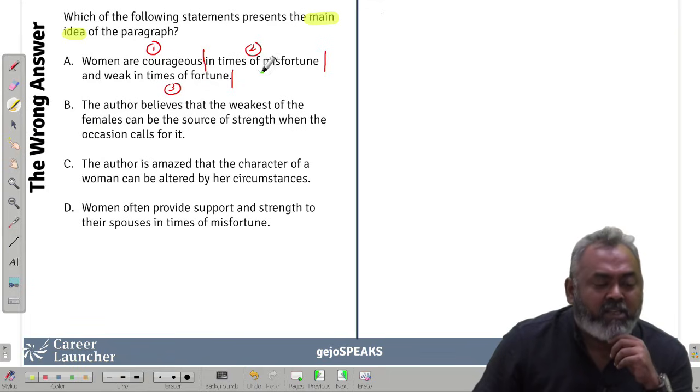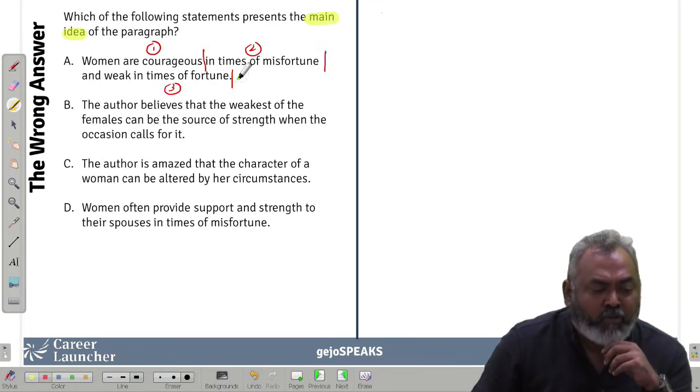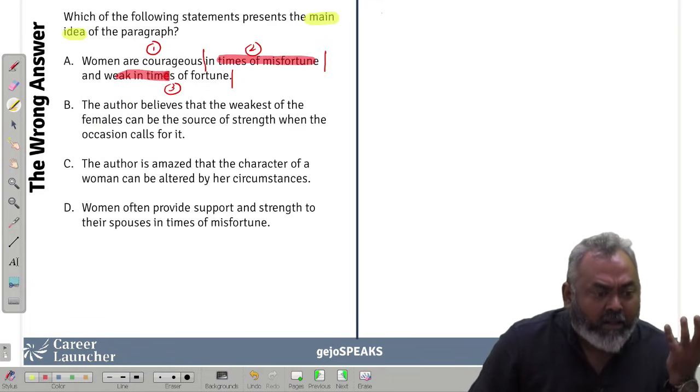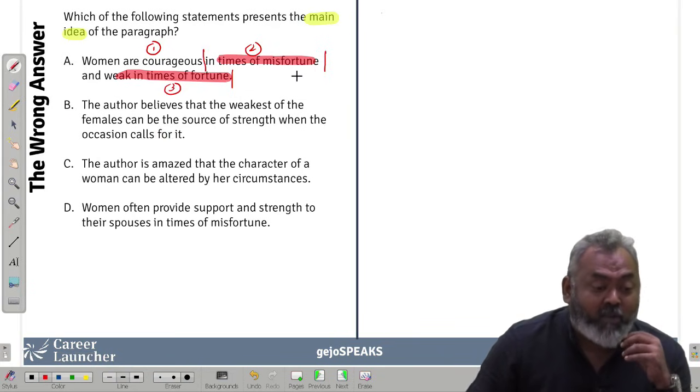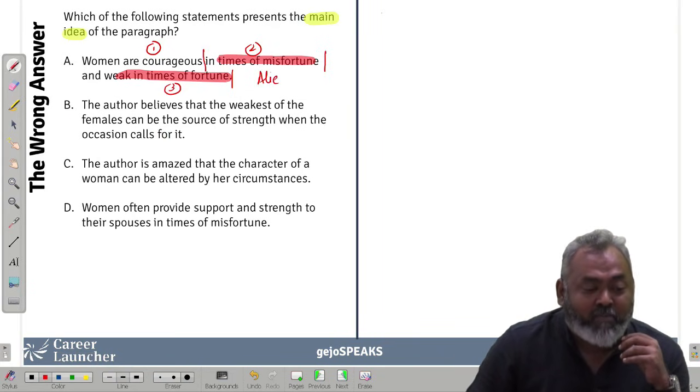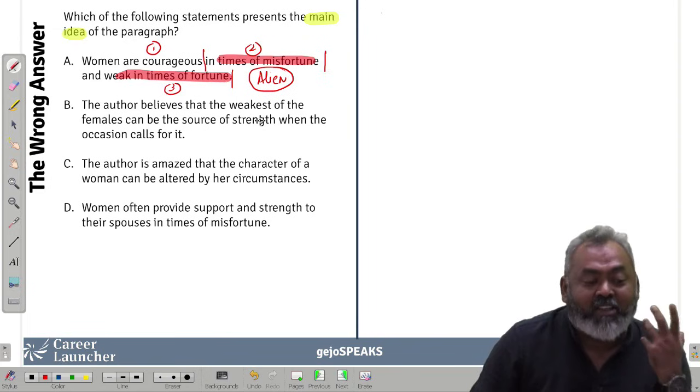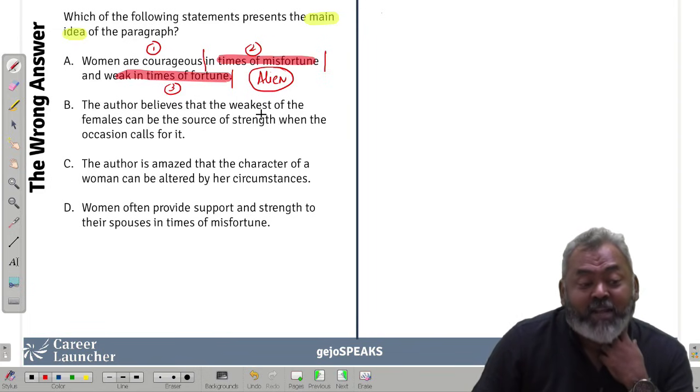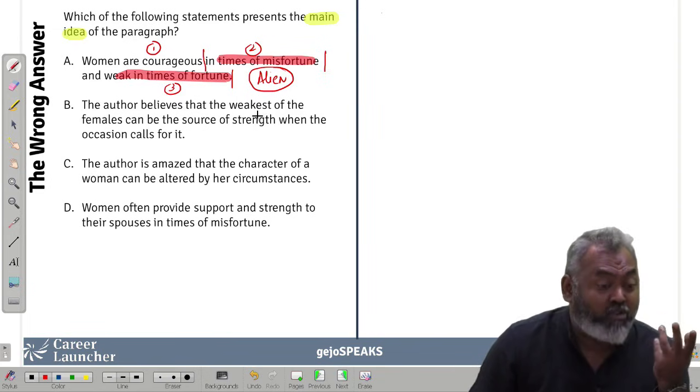Women are courageous in times of fortune and weak in times of misfortune. Did the author discuss this? No, this is not what the discussion of the passage is. Completely alien to the whole discussion. That women are courageous in times of fortune and weak in times of misfortune. Not right. So let's look at the second part.